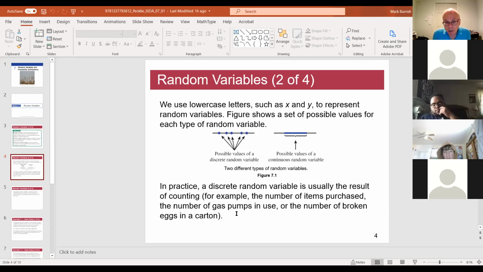Well, we could get 0, right? We could flip the coin 4 times and get all heads. So 0 is one answer. We could get 1 head. We could get 2 heads, or we can get 3 heads, or we can get all 4 of them being heads. That makes sense? That's an example of a discrete random variable, where the random variable takes on the values 0, 1, 2, 3, or 4, which represent the number of heads that you get in 4 flips of a coin. Okay? That's an example of a discrete random variable.